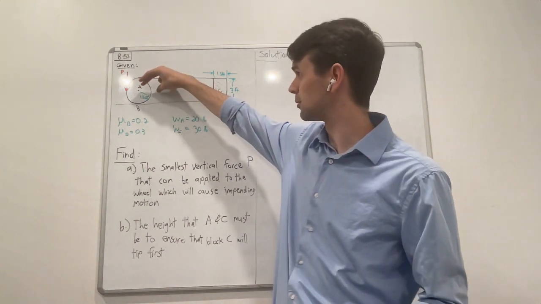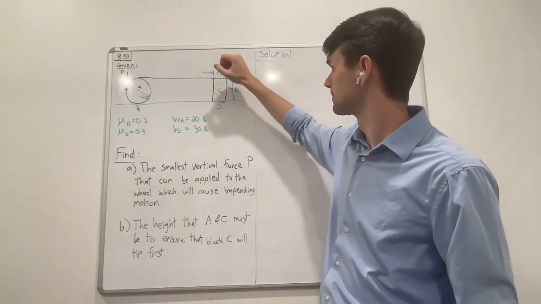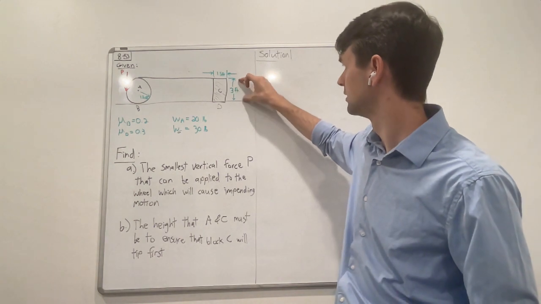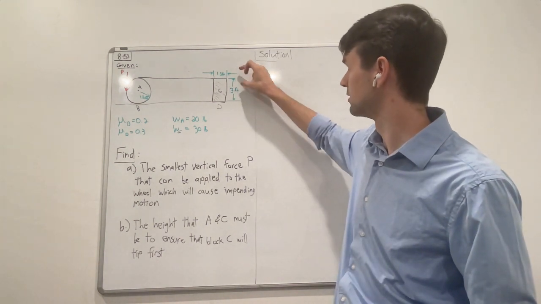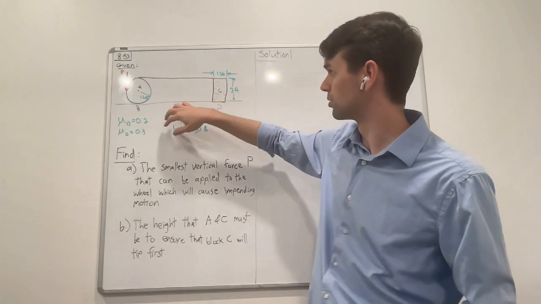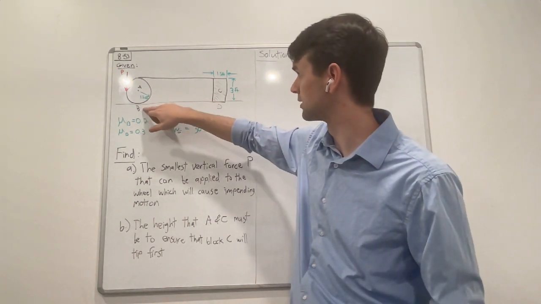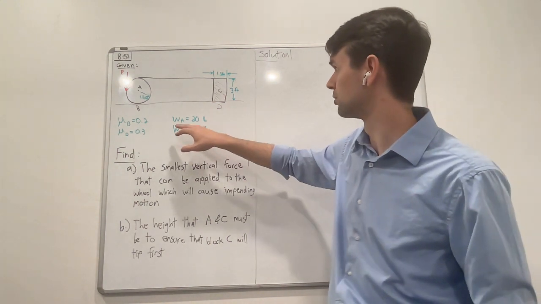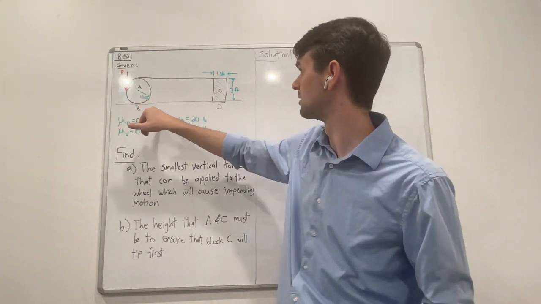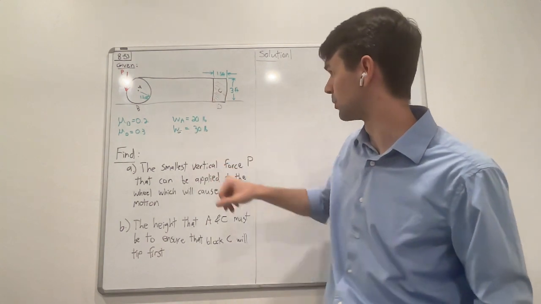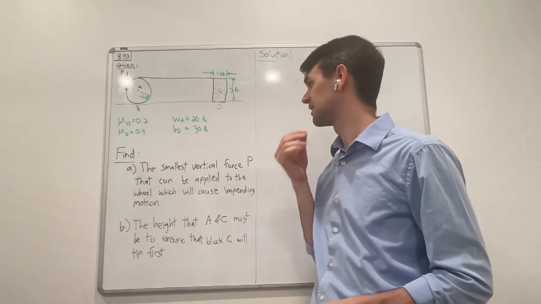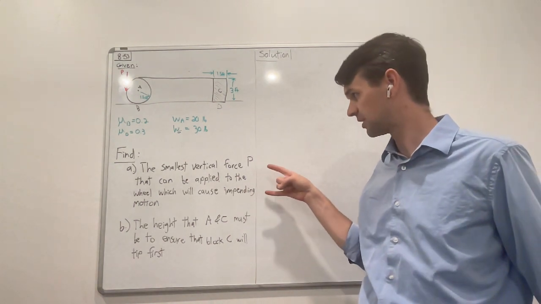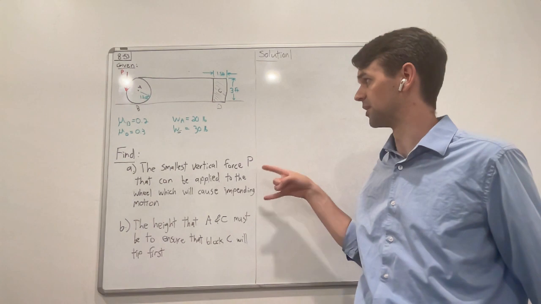This wheel has a radius of 1.5 feet, and it is tied by a cable to a block C that's 3 feet tall and 1.5 feet wide. We're told that the coefficient of friction between the wheel and the ground is 0.2, and between the block and the ground is 0.3, and that block A weighs 20 pounds and C weighs 30 pounds. What we're asked to find in the first part is the smallest vertical force P that can be applied to the wheel which will cause impending motion.